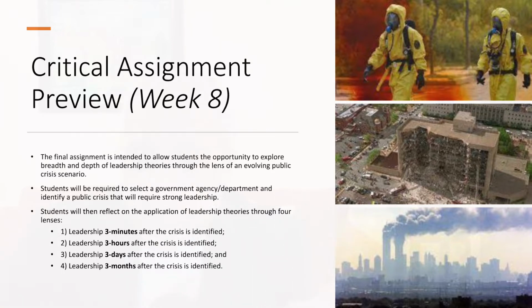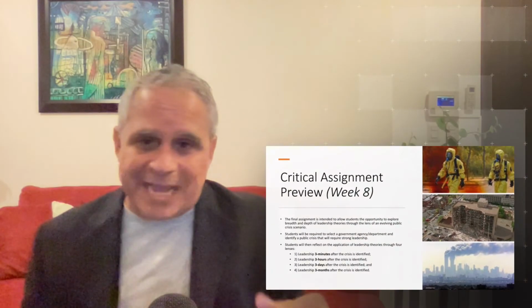Now, you can adjust this to say leadership at the 3-second mark, and then 3 minutes, 3 hours, 3 days. You can do 5, in fact, if you want to do 3 seconds, 3 minutes, 3 hours, 3 days, 3 months, 3 years even, if you wanted to add on. It's no problem, okay? That's up to you, but at least these 4 lenses, okay? So what are we looking at here? What we're trying to look at here is how an evolving crisis would demand and call for a change in leadership, okay? That's the exercise.